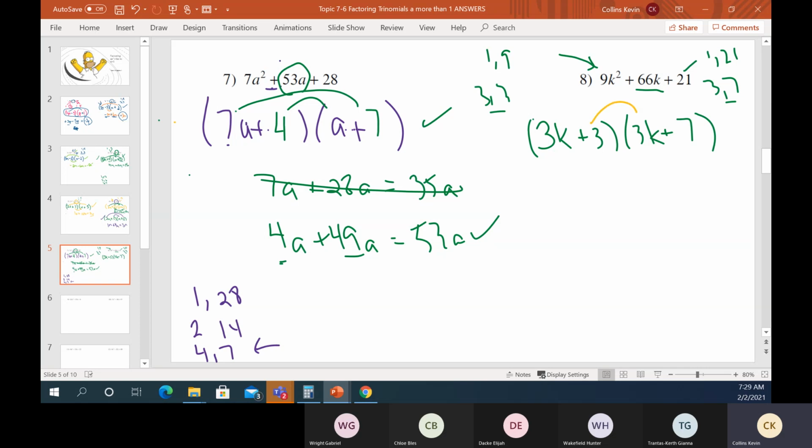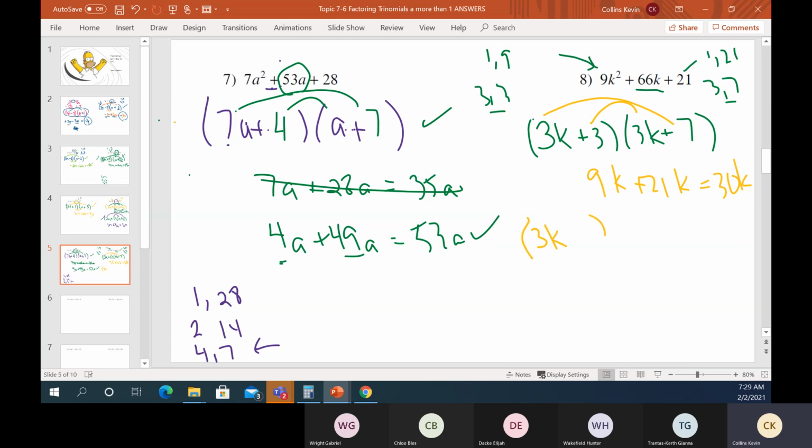Okay, so we got 3 times 3 is going to be 9K. And here we've got 3 times 7. That's going to be 21K. And 9 plus 21 is 30. Too small. Okay. So for the time being, let's leave the 3Ks the same.